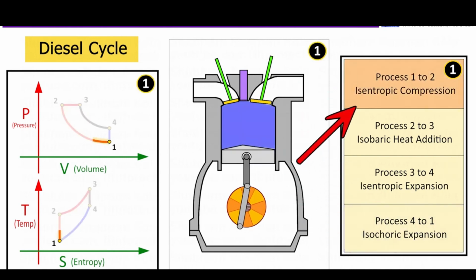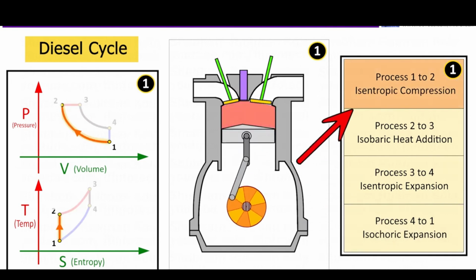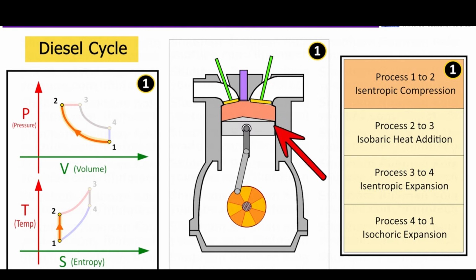Here the piston is moving upward. The PV diagram shows the process 1 to 2. The ratio of V1 and V2 is the compression ratio.